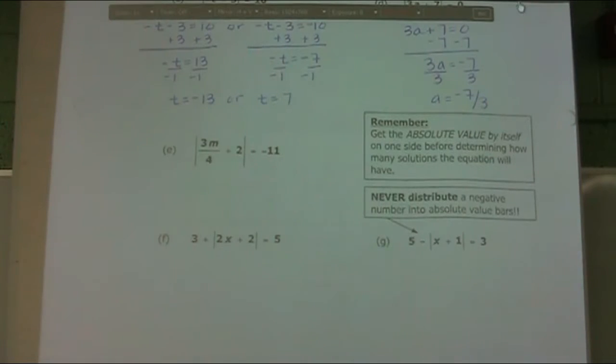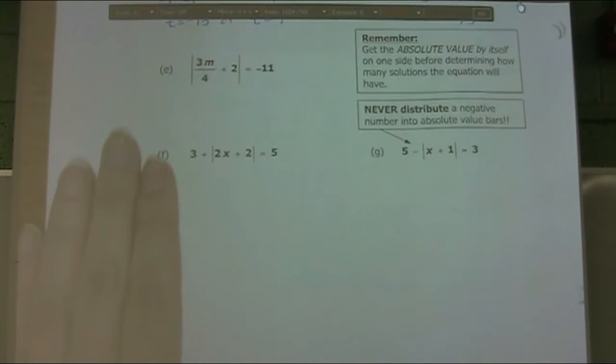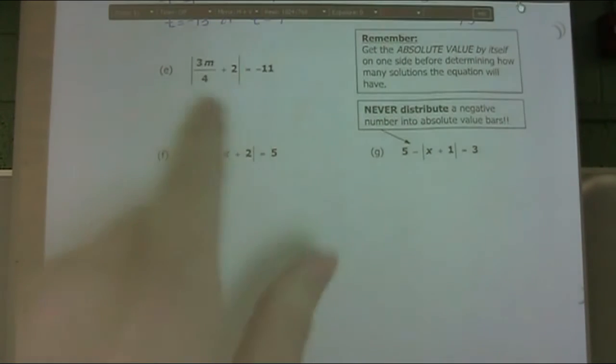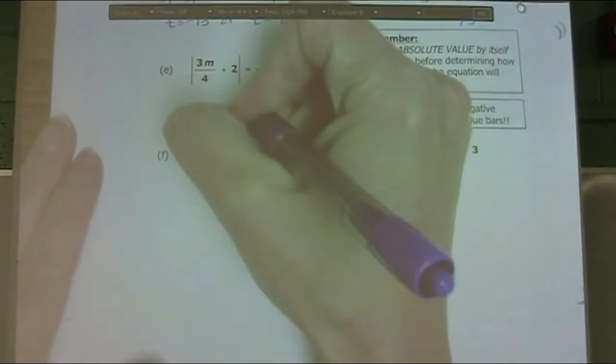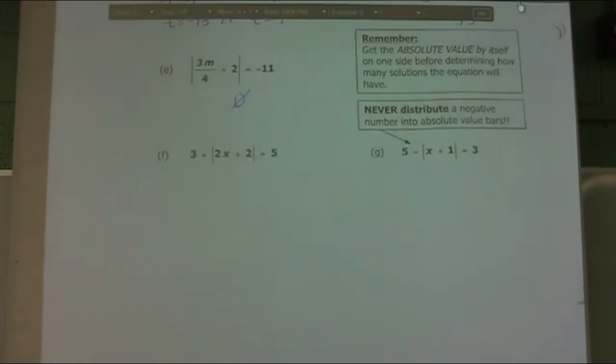E, I've got a fraction to deal with. Absolute value of 3m over 4 plus 2 equals negative 11. But here's the issue. I don't have to do any math here. I've got absolute value equals a negative number. Absolute value is always positive. It can't equal a negative number. So this is simply no solution. Absolute value cannot equal a negative number. It's always positive.